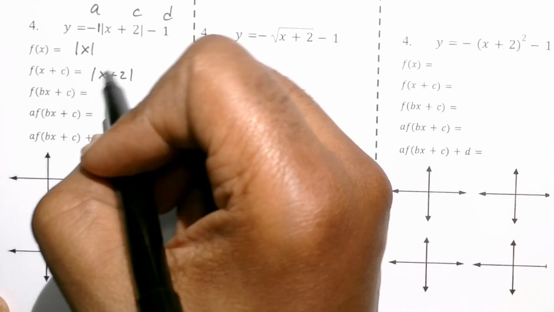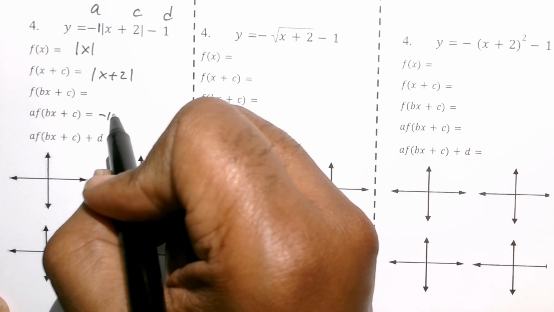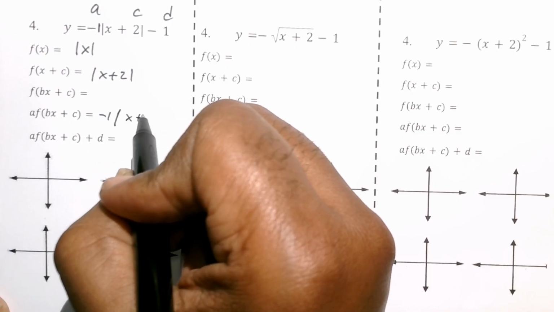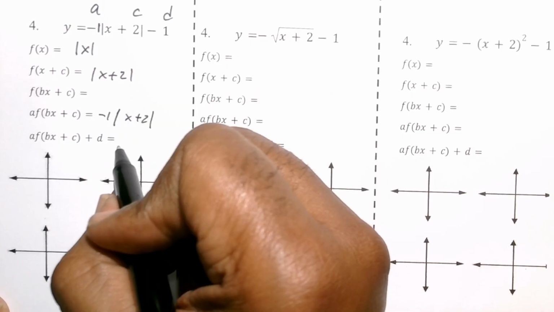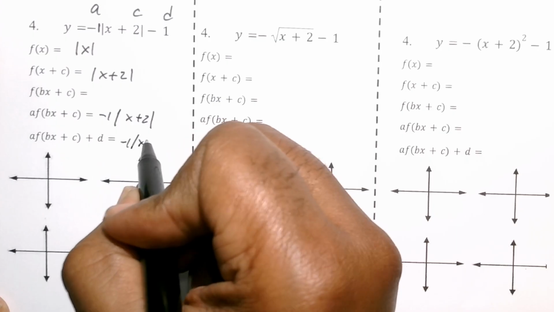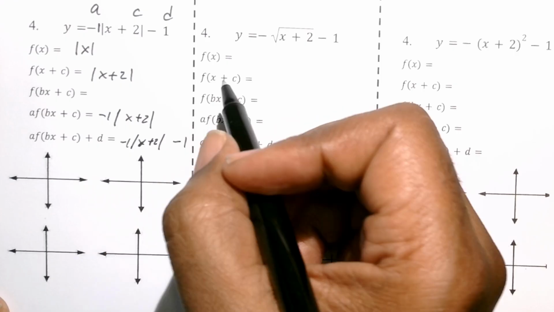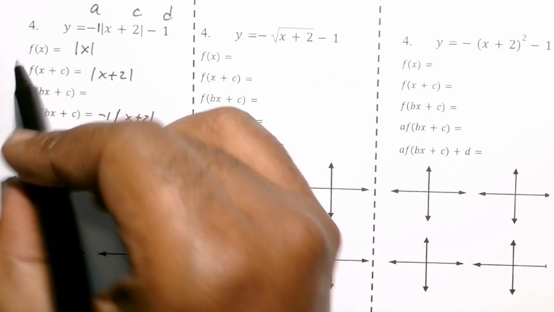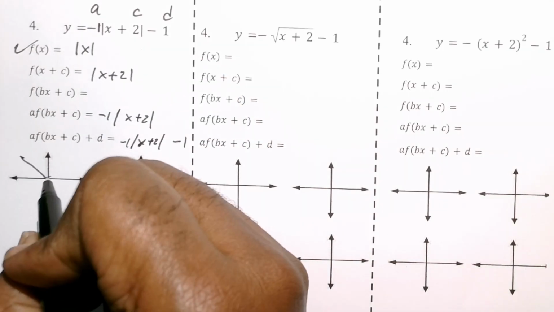The B parameter, since there's none, we'll move on to the A parameter, which is the -1 outside of the x plus 2 absolute value. And then finally put the D parameter. This will be -1 times x plus 2 with a -1 outside. So let's start off with this graph right here, absolute value. We know that's the V shape. We've already looked at it.